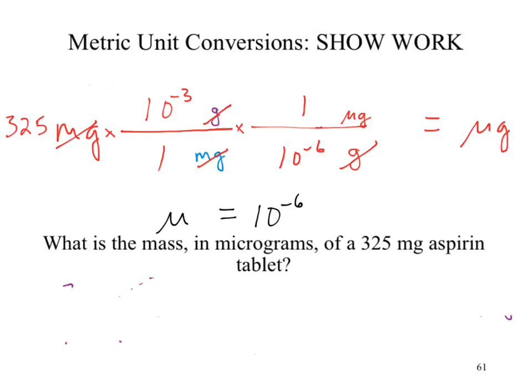How would I go through and approach this? Very, very similarly. What I would do is say I've got 325 times 10 to the minus 3 over 10 to the minus 6. You'll notice that's almost identical to what I had before, right? I just left the ones out.